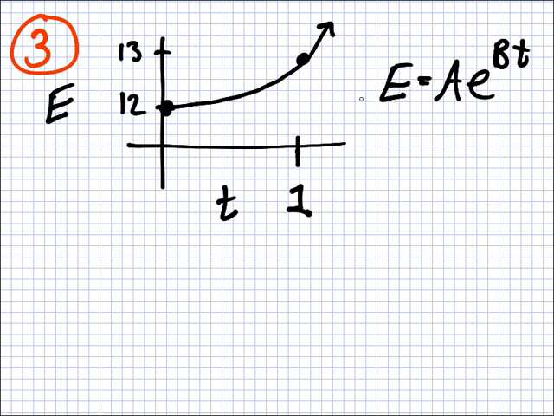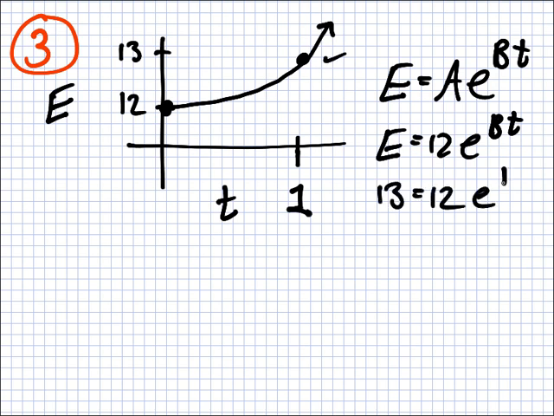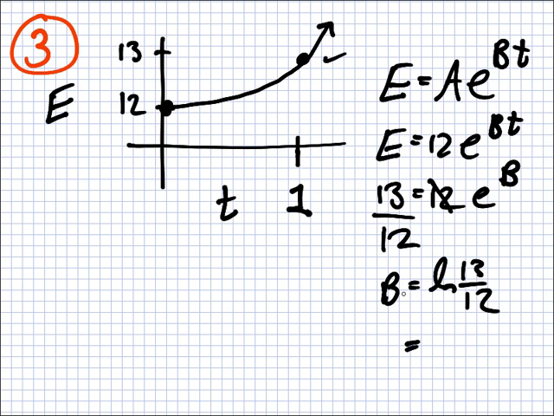Now I hope you can all see straight away what the big A is. 12, because it starts at 12. Okay. So E equals 12 e^(bt), and I think we know the story. To get the b, we have to use the second point here. So that is 13 equals 12e^b. So divide by 12, and then just get the log of 13 over 12. And what's that, please? 0.214.